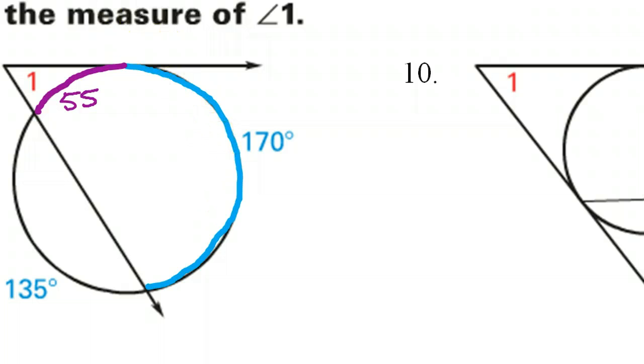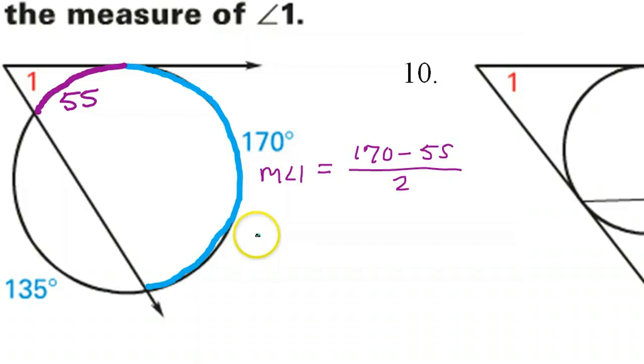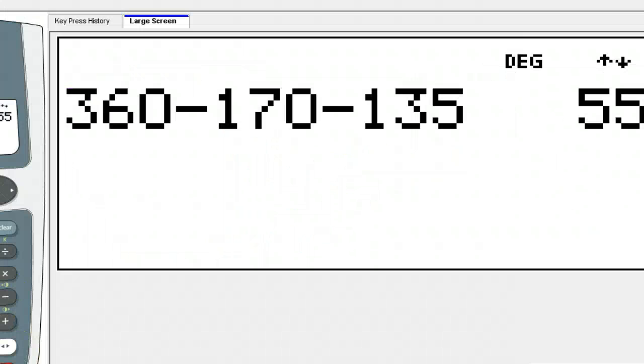So the formula is this. I need to go a little bit smaller because I'm low on space. The formula is angle equals big arc minus small arc divided by 2. So here I go. The measure of angle 1 is equal to the big arc, which is 170, minus the small arc, 55, divided by 2. Just put this into your calculator. 170 minus 55, divided by 2.